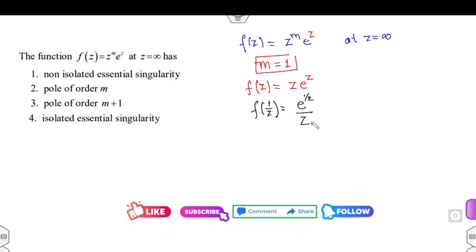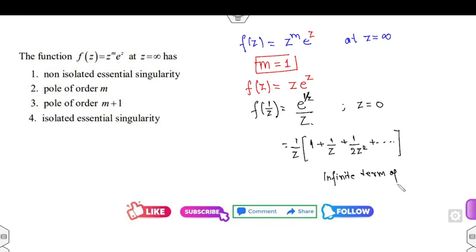Fine. Now you can see about this. What does it mean? Non-isolated. Firstly, you can check this at the point z is equal to 0. First of all, if you expand the series of e raised to 1 over z, exponential term, 1 plus 1 over z plus 1 over z square and so on. How many terms of negative power of z? They have infinite terms of 1 over z. So that means it is my essential singularity.